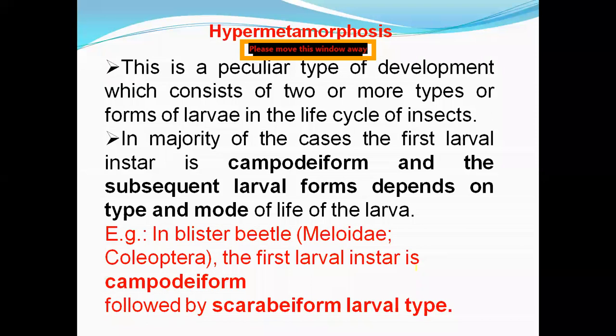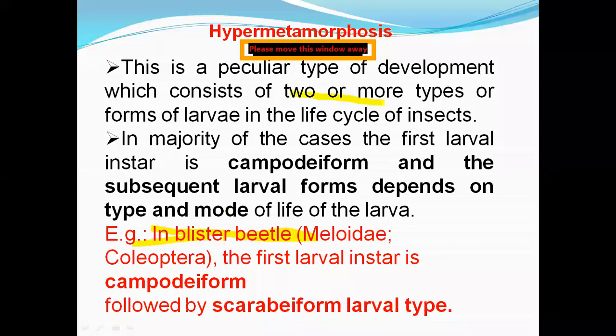Actually, what type of metamorphosis development is present in the coleopteran insect, the blister beetle? In this blister beetle insect there are some changes that are not the same as in holo or hemi, because there is something different, a peculiar type of development.